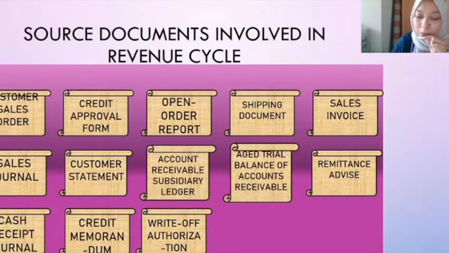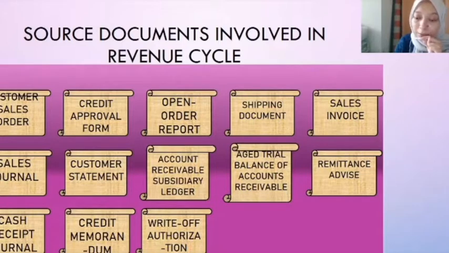Next, shipping document. Shipping document serves as a bill of lading and contains information of the type of product shipped, and quantity shipped and other relevant information. The shipping document is used to initiate the billing process.